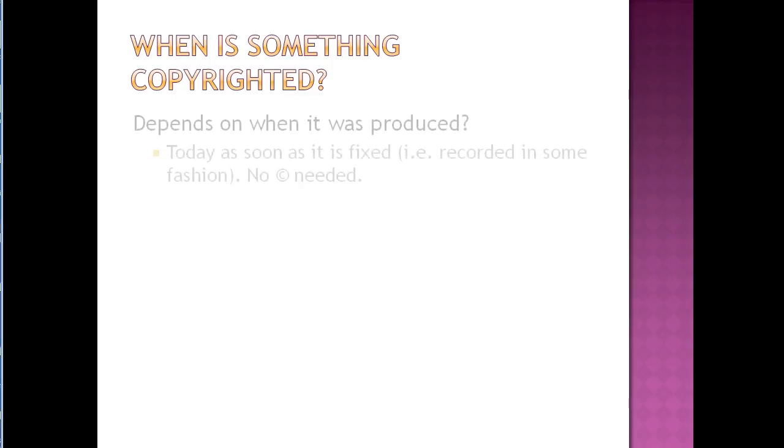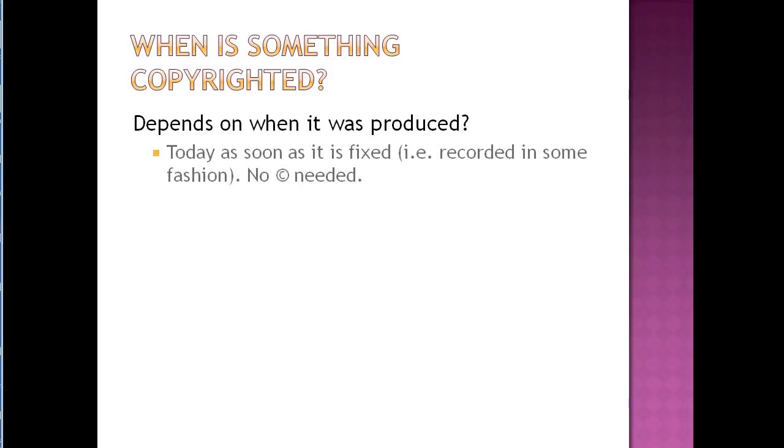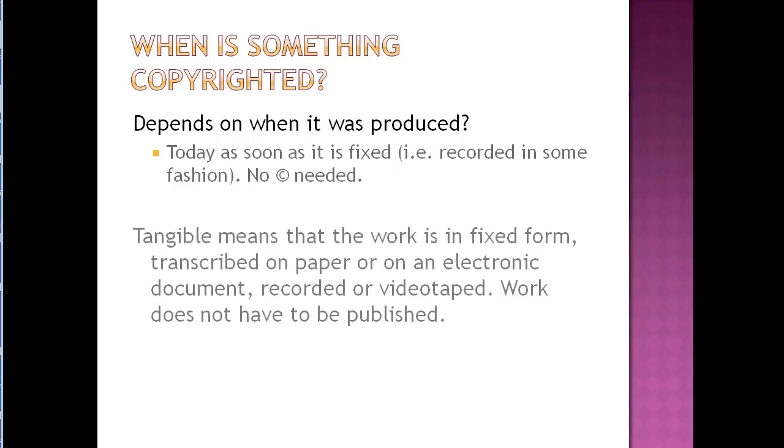When is something copyrighted? Well, that depends on when it was produced. Today, as soon as it is fixed, or basically it's recorded in some way, shape, or form, it is copyrighted. That means it's made tangible once again. It's fixed in some form. Maybe it's transcribed on paper or on an electronic document, or it's recorded or videotaped. It's important to note the work does not have to be published for it to be copyrighted, and it doesn't need a copyright symbol or have to be registered at the Copyright Office.